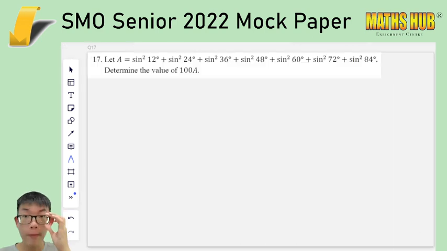Alright, question 17. You have the sum of sine squared of, well, a lot of these angles. And from there we are supposed to determine 100a, which is usually just to make the answer an integer. So how do we go about adding all of these up?